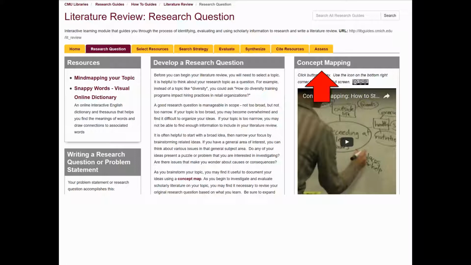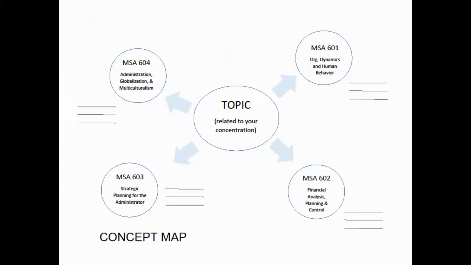For example, as we said, if your main topic is human resource management, and then you're combining some of the other terms that were listed within the MSA 601 research tips, you might need a little help in combining them. So we have provided concept mapping. Here are a couple of examples.